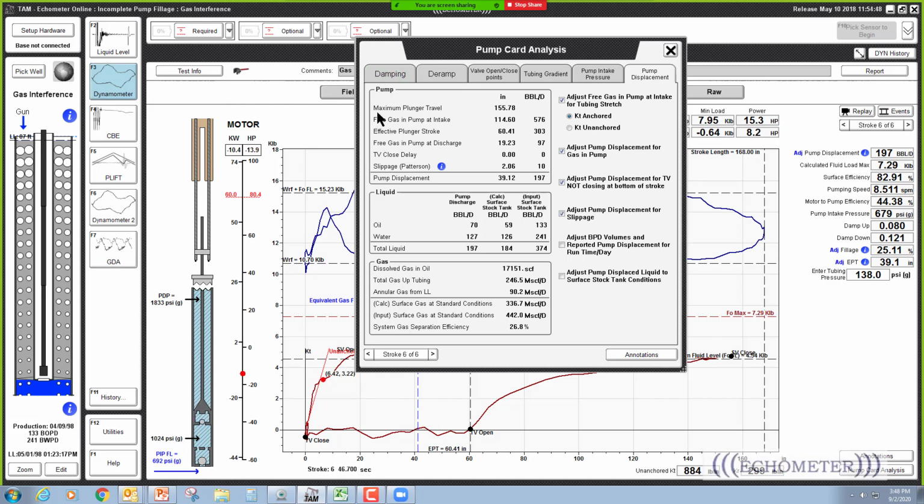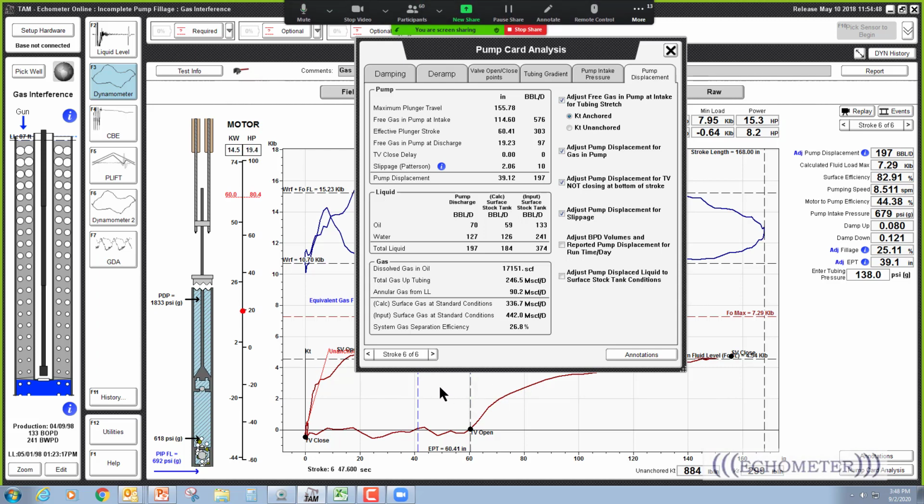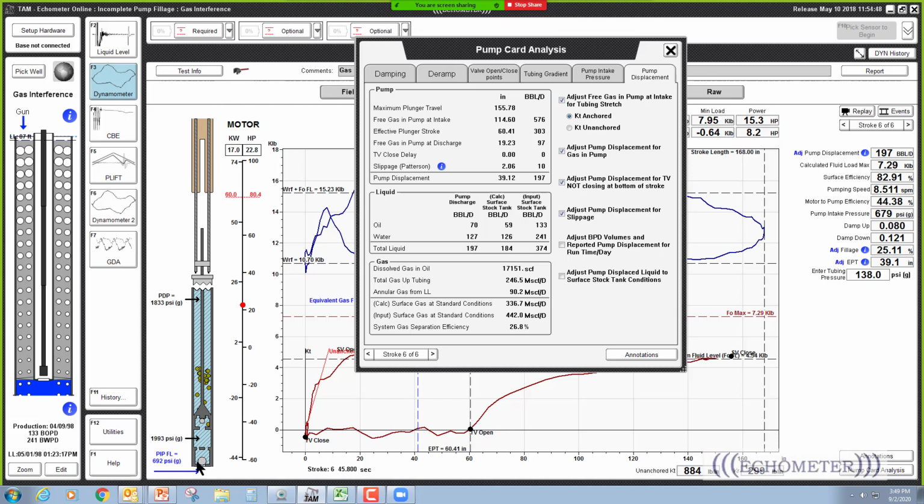So this table shows us that the free gas in the pump went from 114 inches down to 19 inches. So it went from 114 inches right here down to 19 inches right there, compressed to a discharge pressure of, let's see, I think the discharge pressure right there should be about 692 intake to discharge. That is about 1,800 pounds of discharge pressure. So that's what we require to open the traveling valve.